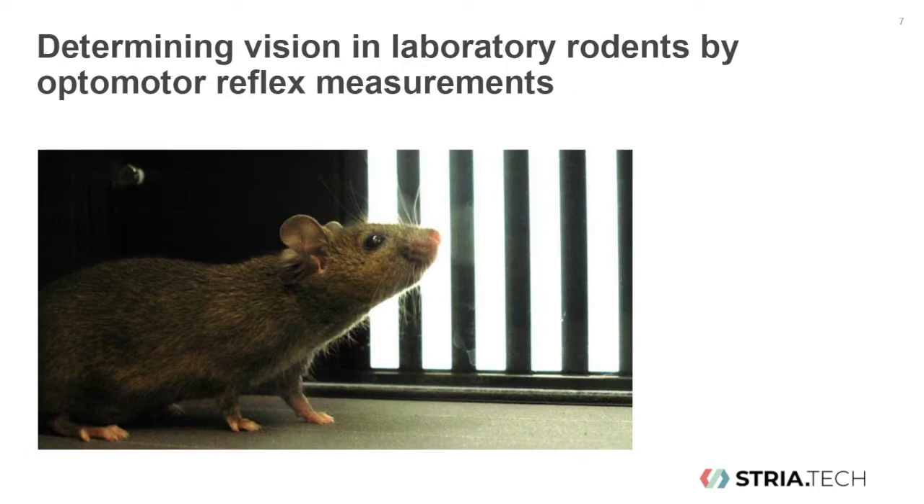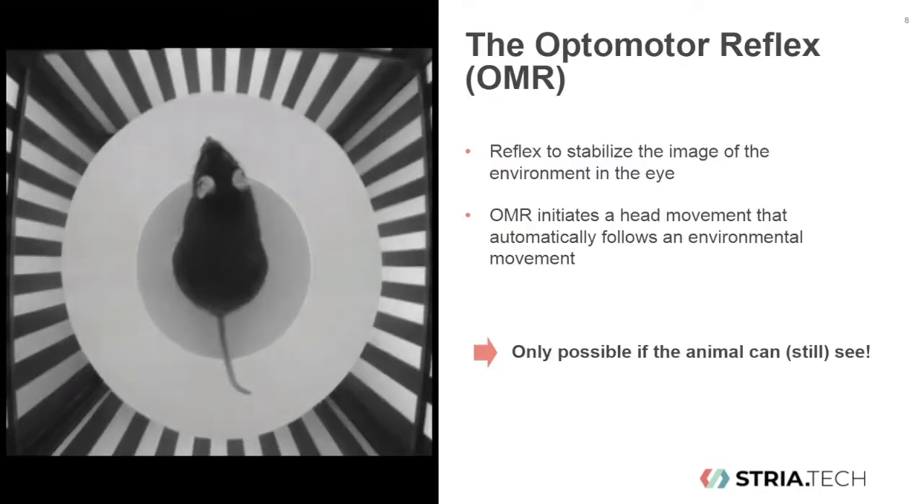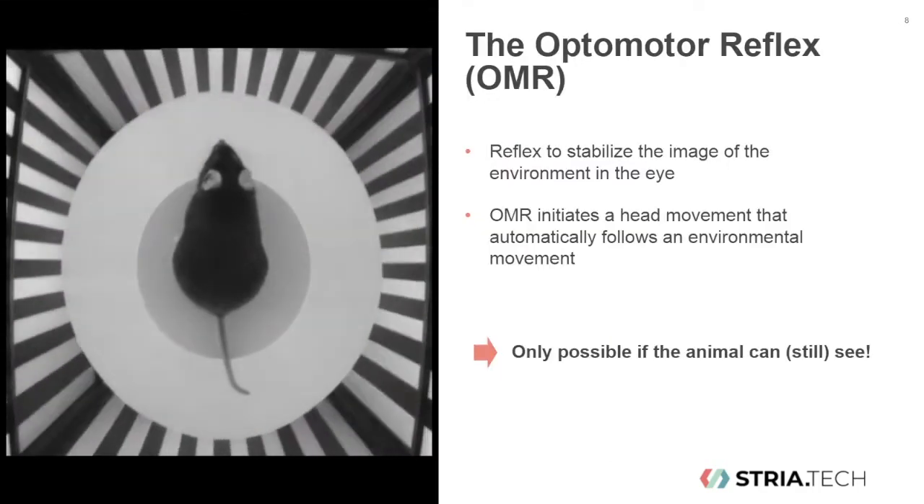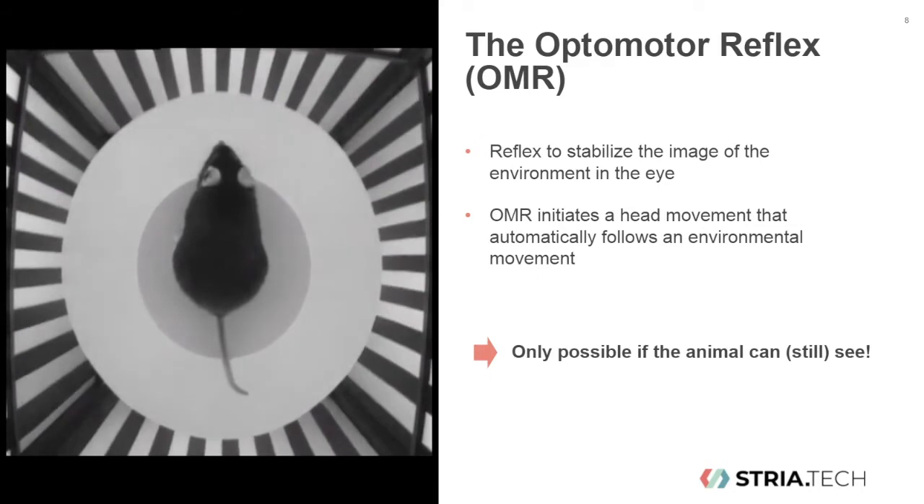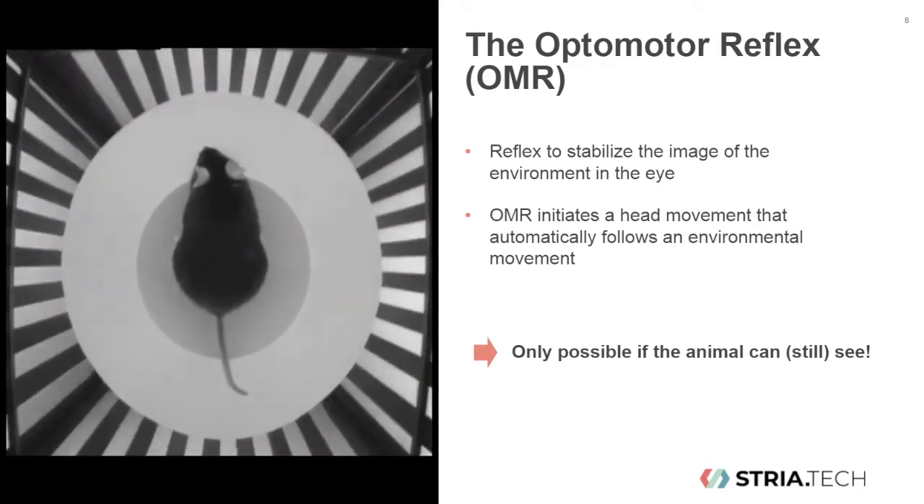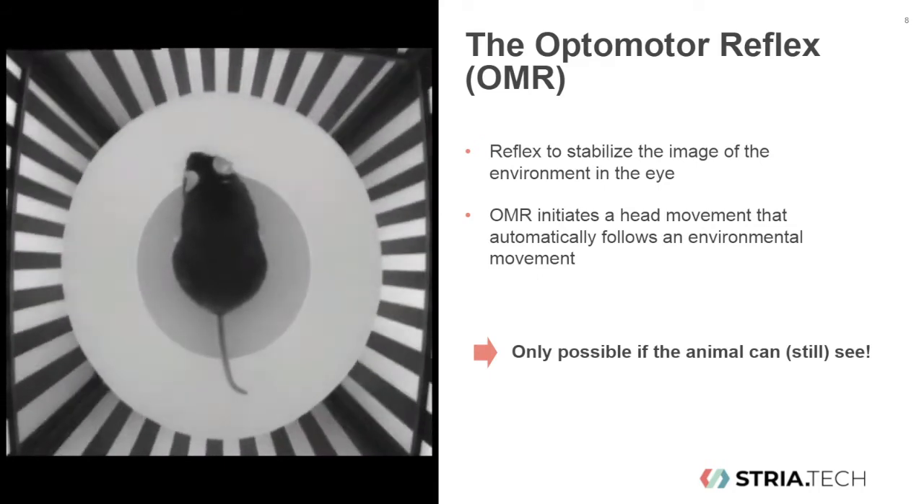Today, we will focus on how one can determine how well an animal can see. This is a non-trivial problem, of course. There are many research applications where this is an important question, in particular when one does preclinical research on visual diseases. One widely used approach is measuring the optomotor reflex, or OMR, as an indicator of visual ability.